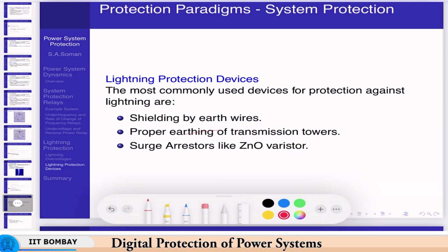Of course, shielding by proper earth wires and proper earthing. We saw why these are important. Because shielding is of course important, because otherwise you will have strokes directly to the conductor. And proper earthing is also important, because if the earthing is not proper and the tower footing resistance is high, a larger part will be reflected back, and the chances of back flashover are increased. So to avoid that, you should have proper earthing with a proper low value of tower footing resistance.